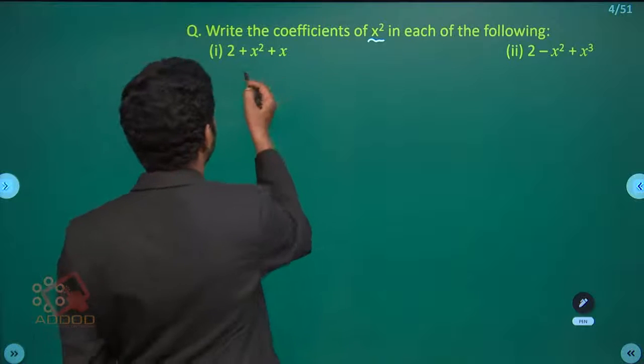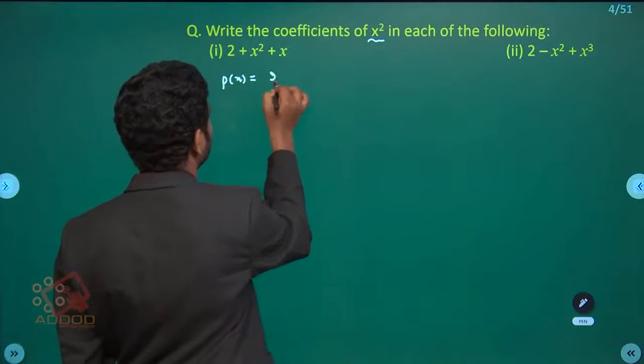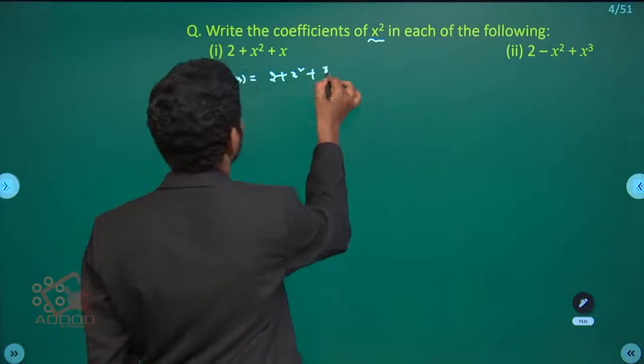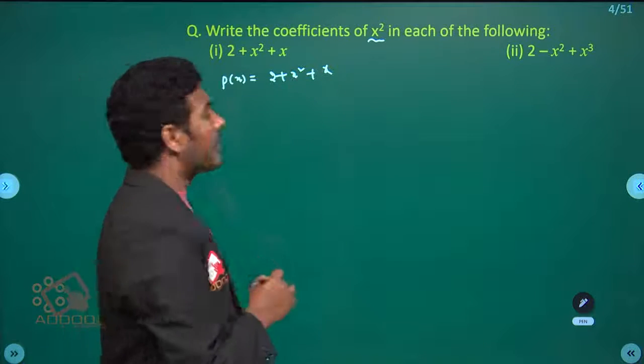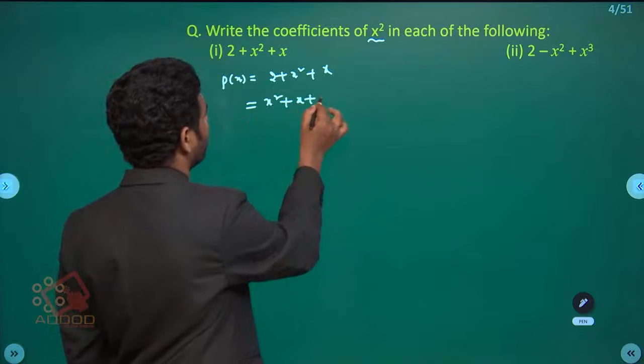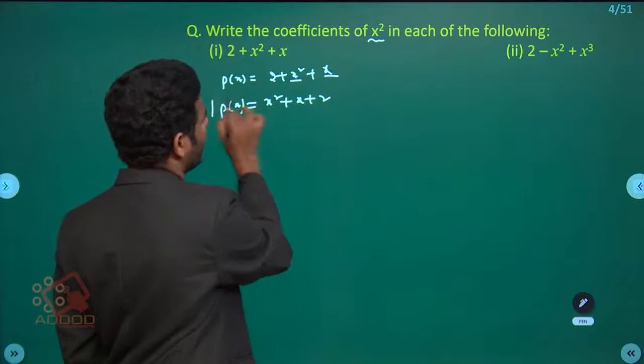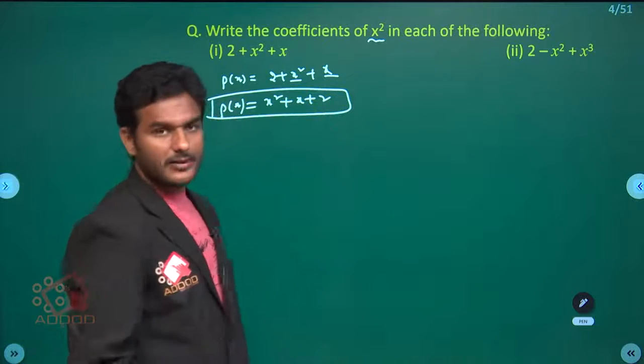Now here this is a polynomial. The given polynomial, for example, let p of x be the given polynomial, that is 2 plus x square plus x. So this is a given polynomial. So this one you can write as x square plus x plus 2. So here p of x is equal to x square plus x plus 2.